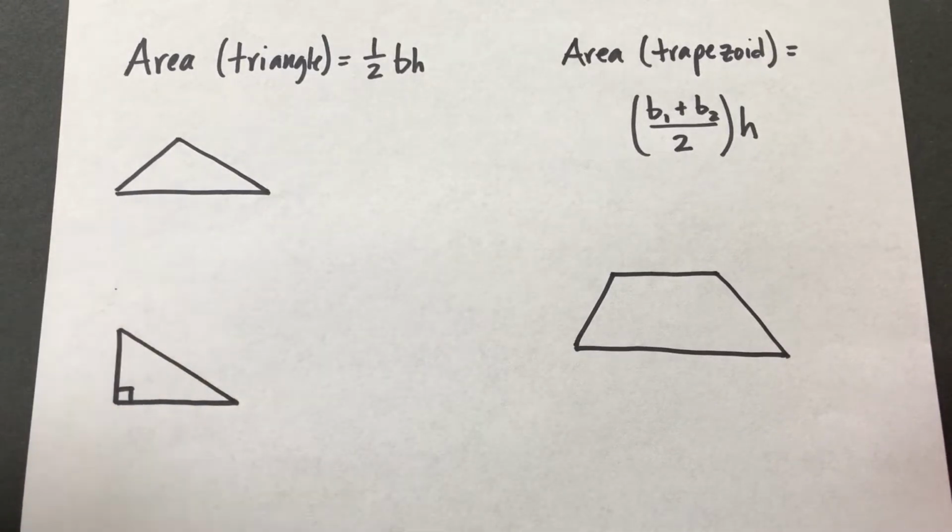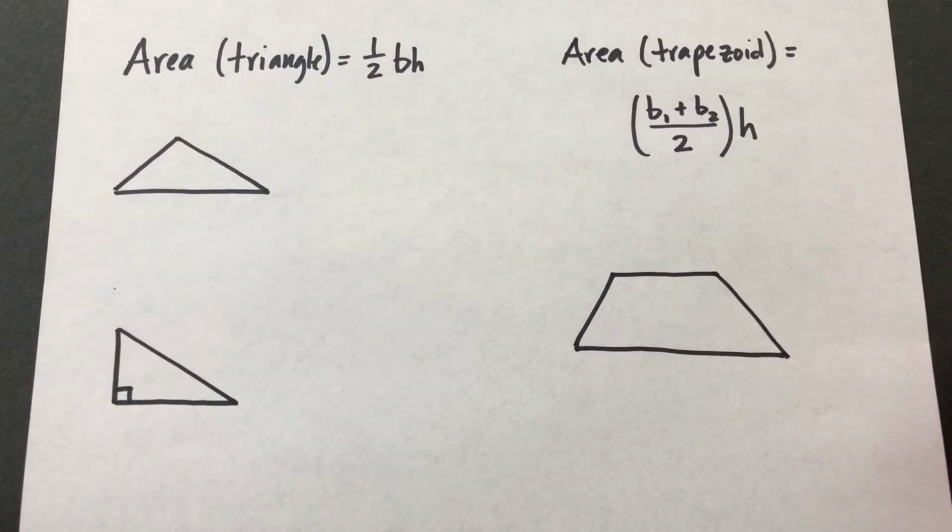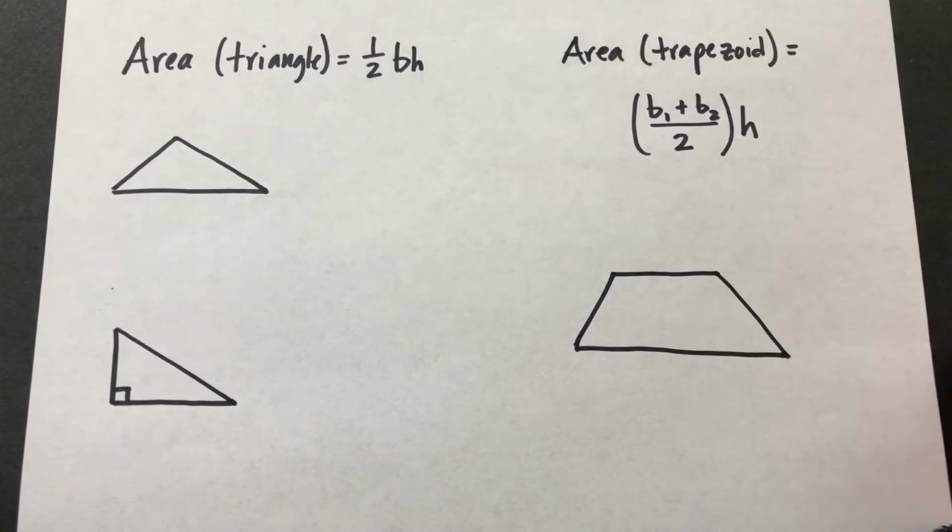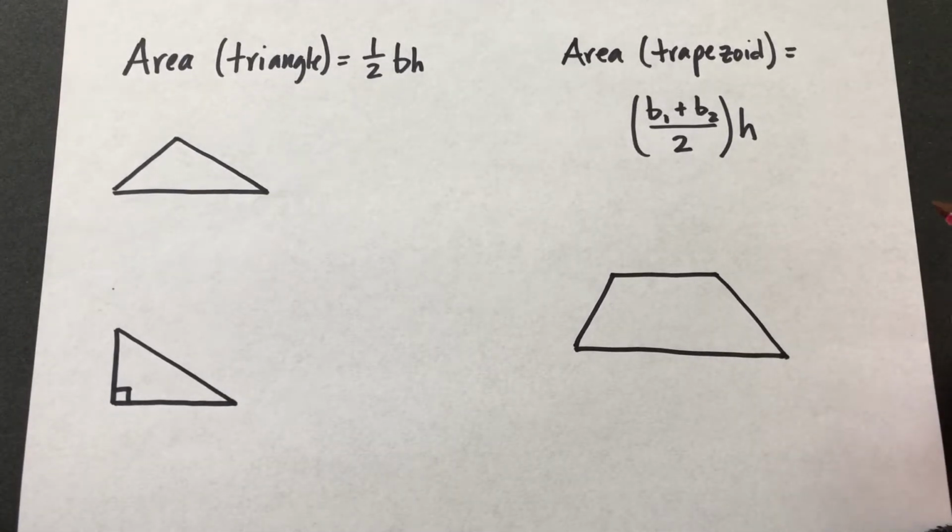Hi, geometry students. Before we get started doing surface areas of three-dimensional shapes, I wanted to take just a few minutes to review some things about finding areas of our two-dimensional shapes. The first is a triangle. We're going to be looking at three-dimensional triangular prisms, and you're going to need to be able to calculate the area of the triangular base.